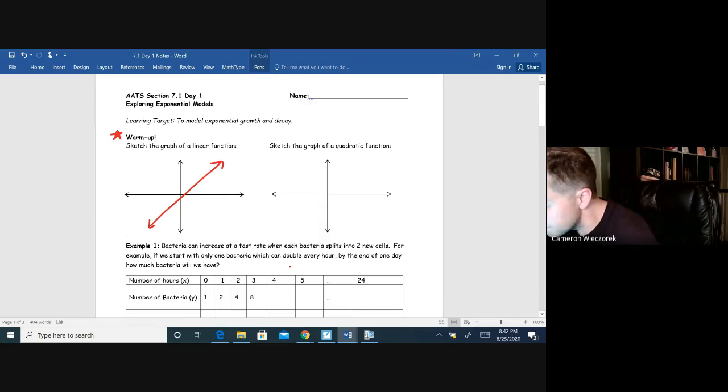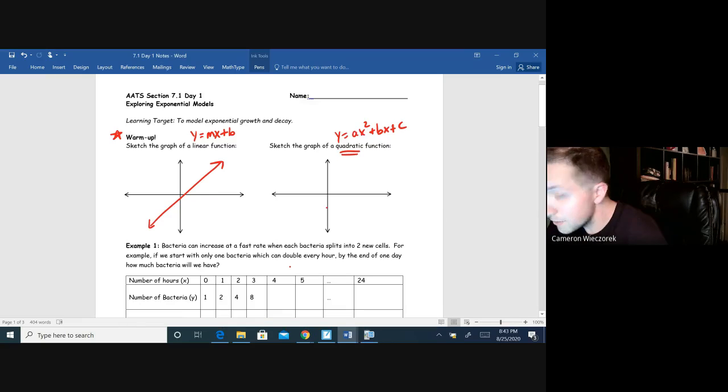Okay. That's linear. When things are linear, typically they're going to be written in our favorite form, slope-intercept. Y equals mx plus b. Okay. Quadratic is when we have a power of 2, an exponent of 2. So typically this will be written in the form ax squared plus bx plus c.